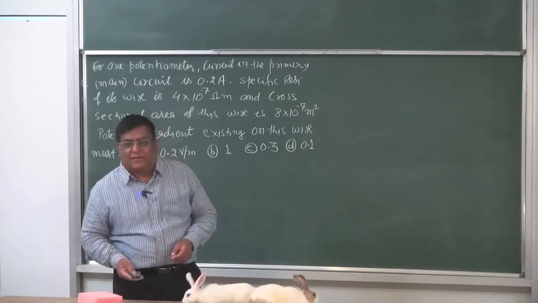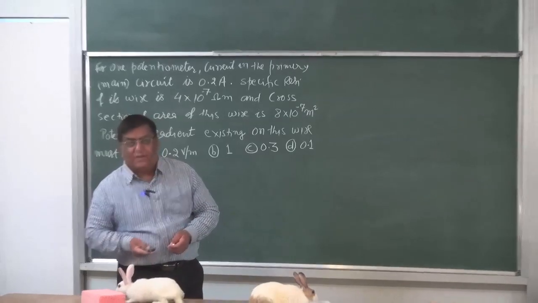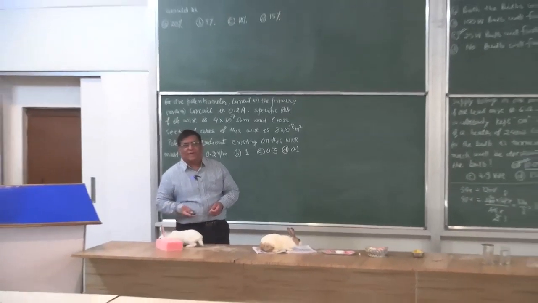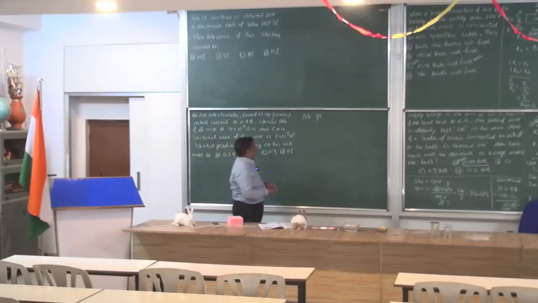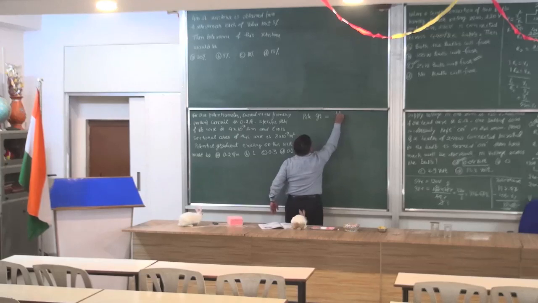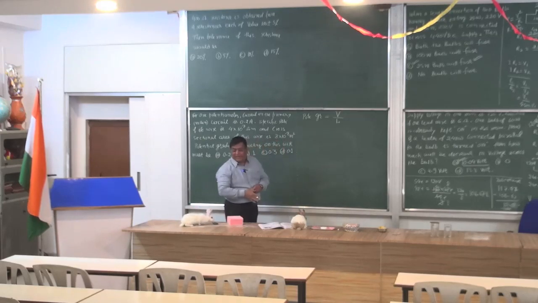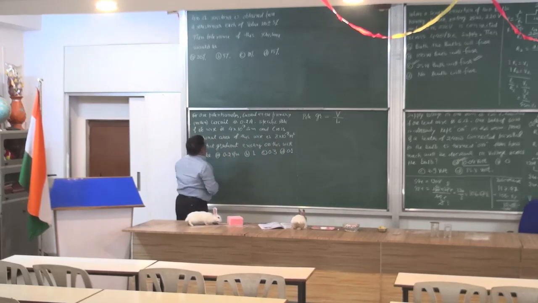Potential gradient ka formula kya hota hai? Just remember potential gradient. Potential gradient for a potentiometer is potential drop divided by total length. Potential drop per unit length is potential gradient. Okay, now we have to find out these quantities from here.